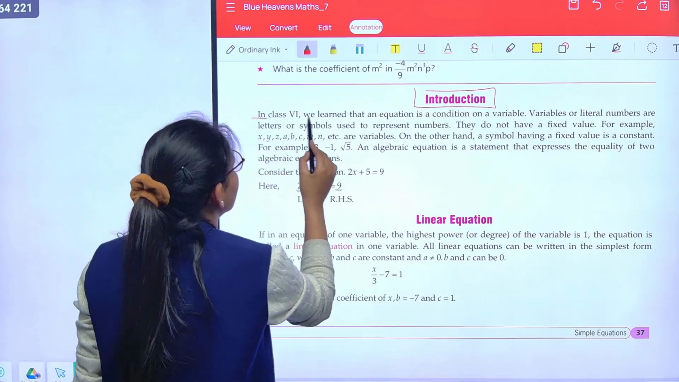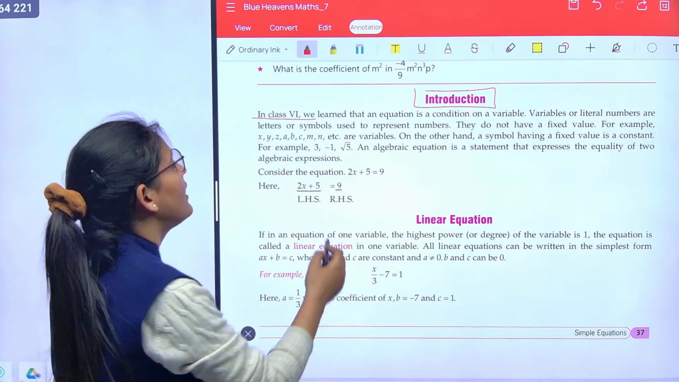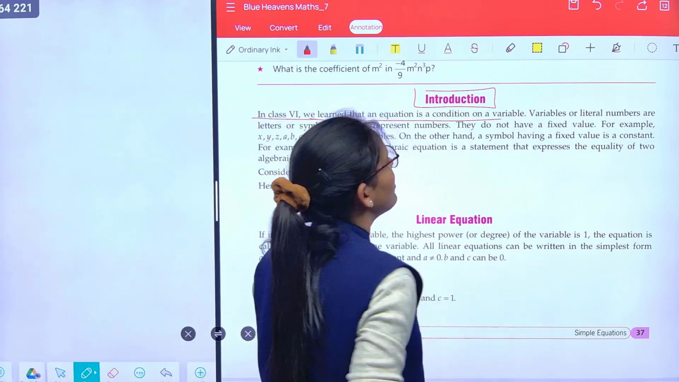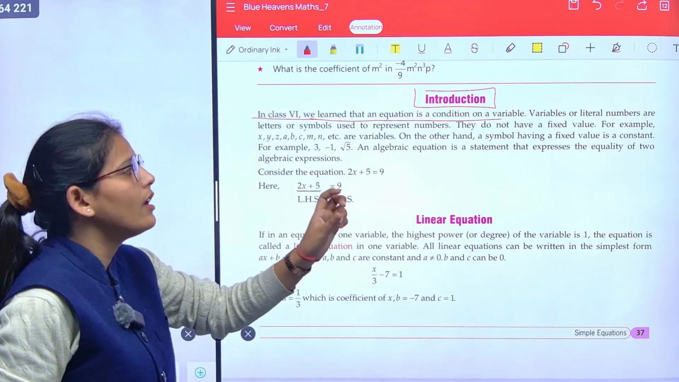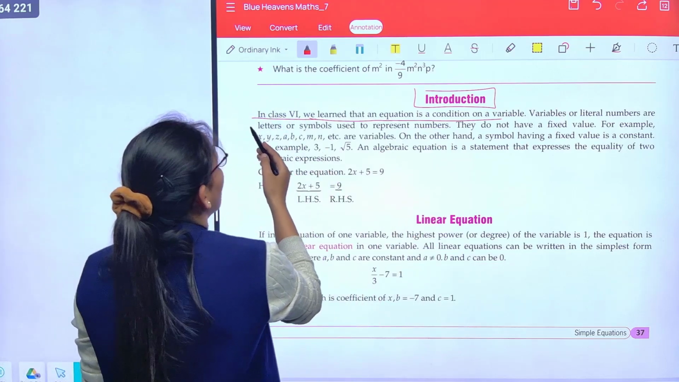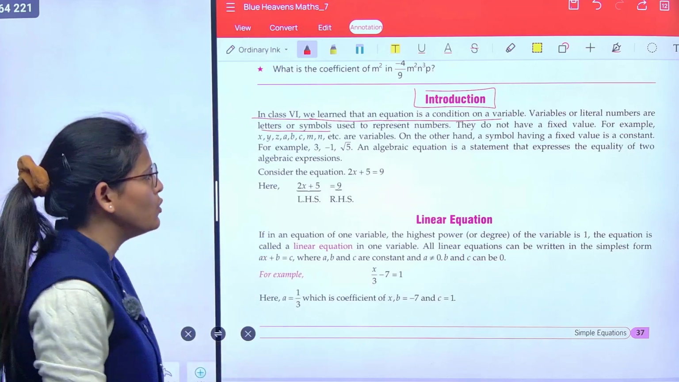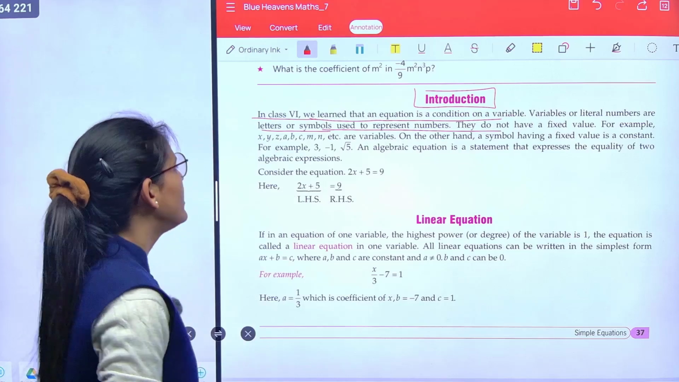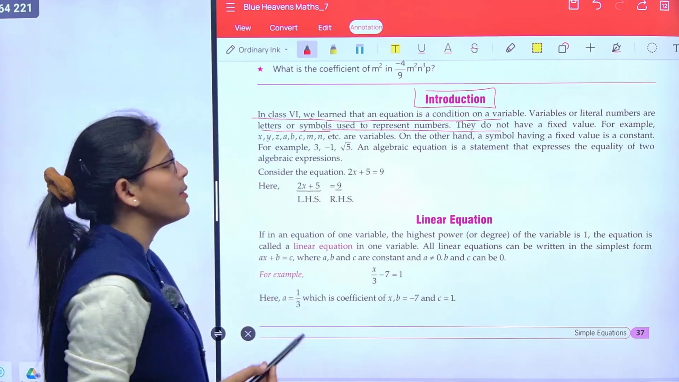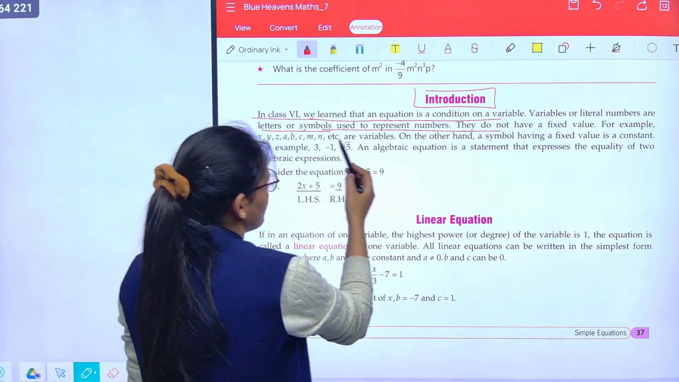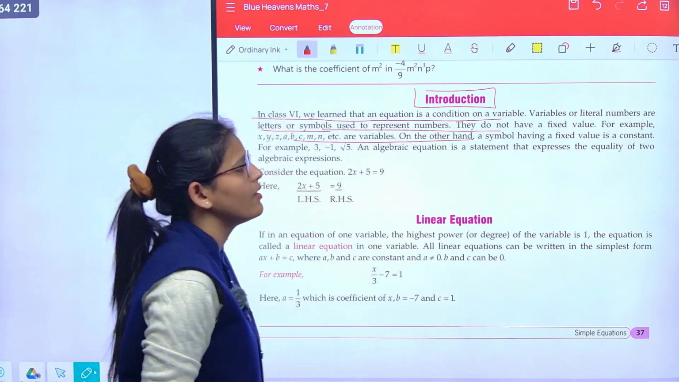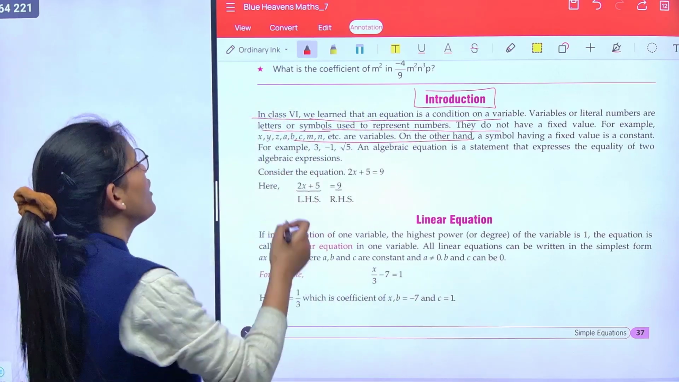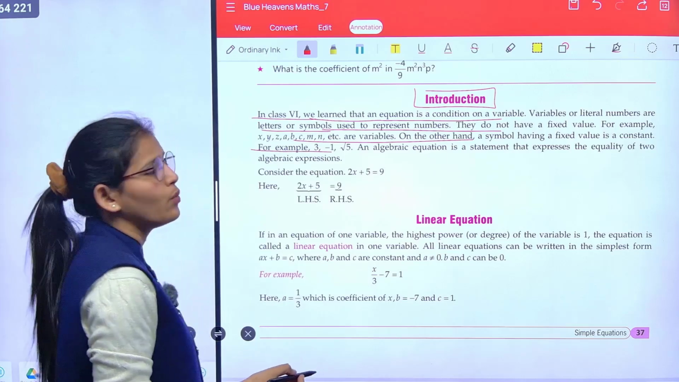Introduction. In class 6 we have learned that an equation is a condition on a variable. A variable or literal number is a letter or symbol used to represent numbers. They do not have a fixed value. For example, x, y, z, a, b, c, m, etc. are variables. On the other hand, a symbol having a fixed value is a constant. For example, 3, minus 1, root 5.